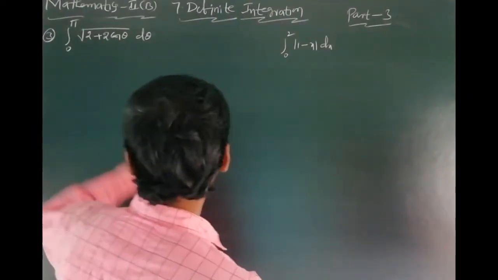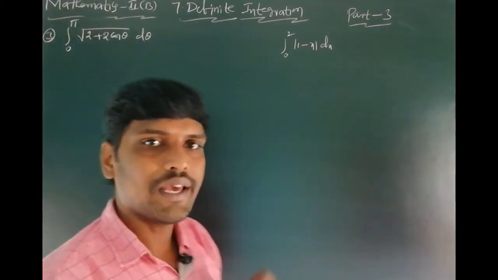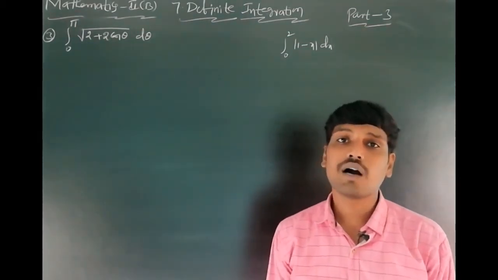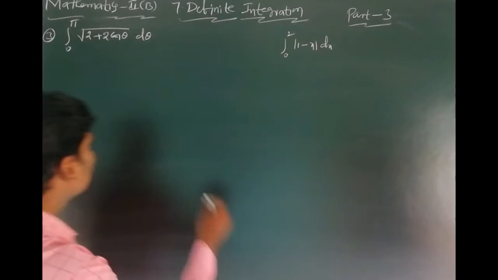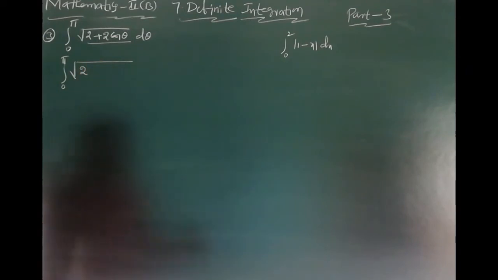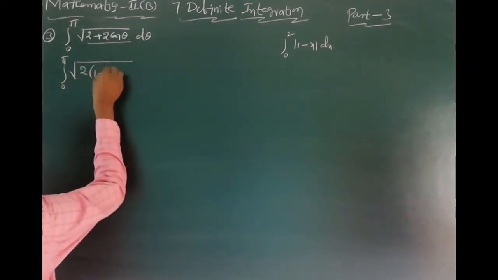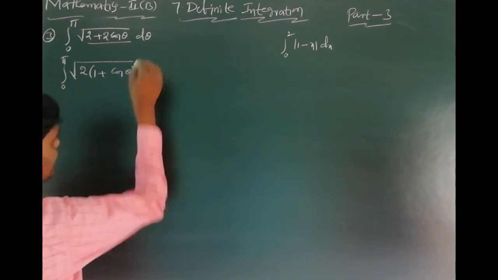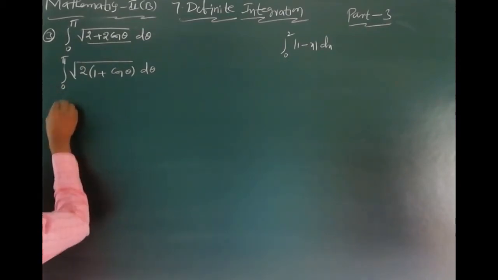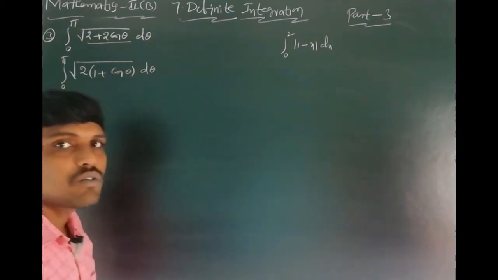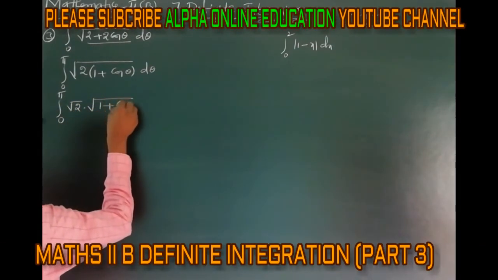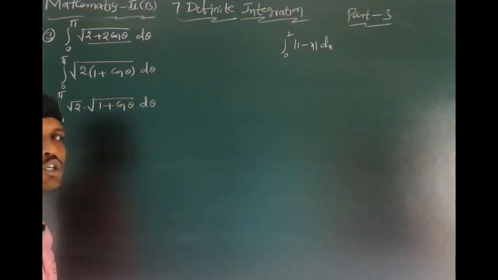Next problem is the integral 0 to pi of square root of 2 plus 2 cos theta d theta. In this problem you can write the integral 0 to pi square root of 2 plus 2 cos theta. In these 2 terms, which one is common? 2 is common: 2 times 1 plus cos theta d theta. After that, the form is square root of a into b. What is the formula of square root of a into b? Square root of a into square root of b. Square root of a is square root of 2, square root of b is square root of 1 plus cos theta, into d theta.